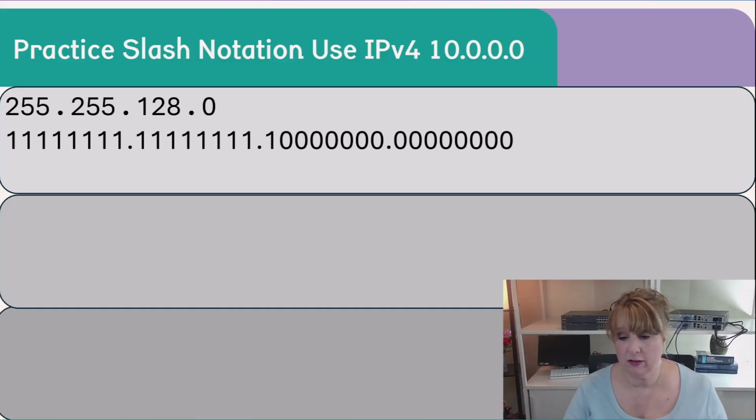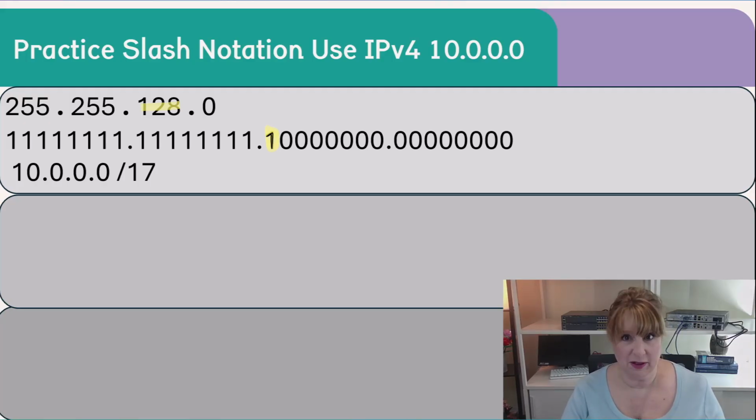So we have our groups of 8 ones for our 255, and then a 1 in the 128 place value. And so we have a 1 there. All right, now we just count up our ones. 8 plus 8 is 16, and one more, that's 17 bits. I hope you got it, 10.0.0.0/17, because that's the answer.